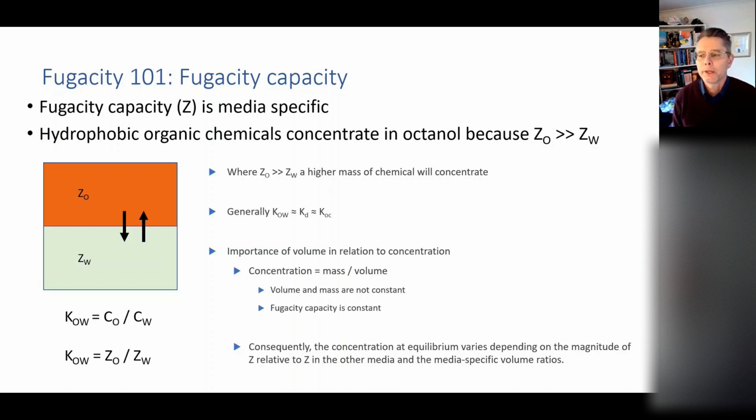And so the volume ratios can play a really important role in influencing the fraction of chemical that might be found in different types of media. I think this is important when we start to look at environmental media, because there are big differences between a saturated zone in groundwater, for instance, versus what might be occurring in surface waters.